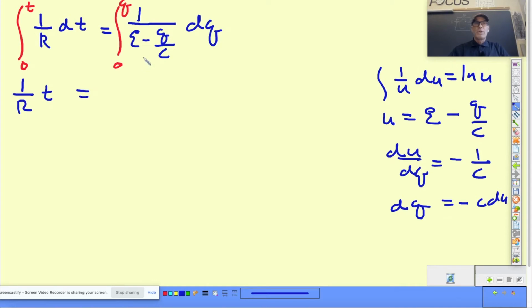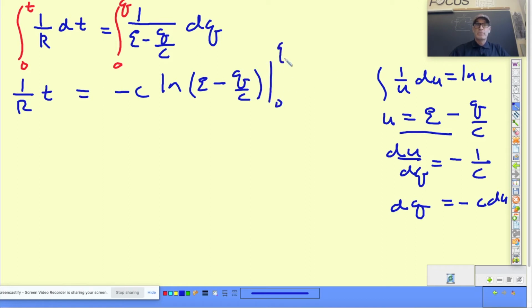All right, so the integral of 1 over E minus Q over C dq is minus C natural log of U. But I'm going to substitute the EMF minus Q over C back in. And we're going to evaluate that from 0 to Q. Now, evaluating this integral, well, watch this magic. I'm going to divide both sides by minus C, just to kind of simplify that right-hand side. So why don't I do that now? That's going to give us minus 1 over R C t.